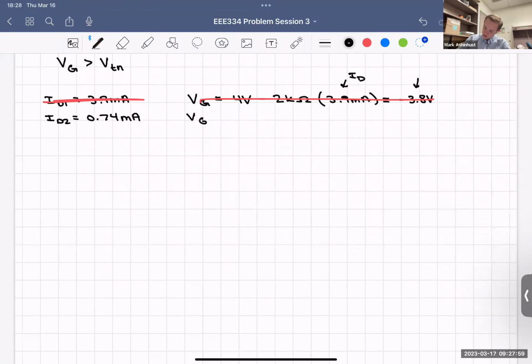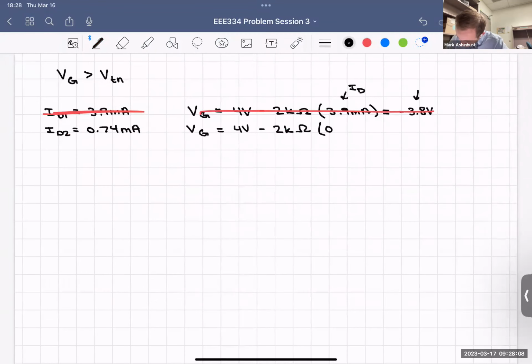So let's go to ID2. Let's see what VG is for ID2. VG is going to be 4 volts minus 2 kilo ohms times 0.74 milliamps, which is equal to 2.52 volts, which is a good VG. That works. We're not in cutoff. Great. Now let's see if our guess of saturation was correct, because if it's not correct, then we have to restart. We have to do it in triode, because we just solved it with the saturation equation, which would be incorrect. So let's make sure that this is in saturation.